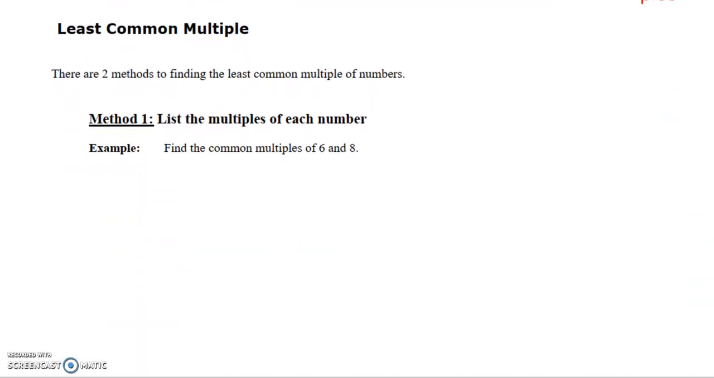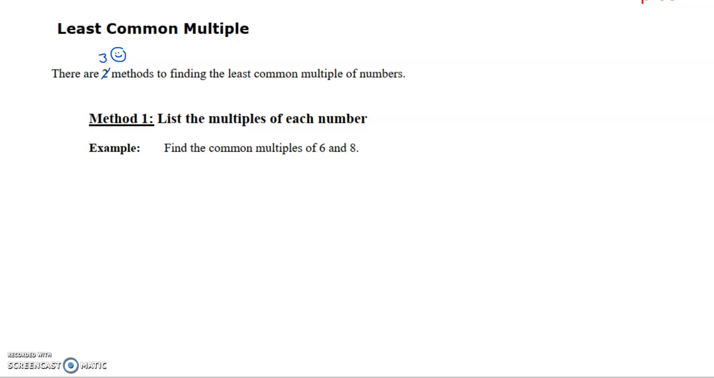Now, least common multiple is where you're trying to find the number that two or more numbers can hit, basically. So what we're doing here for method 1 is we're looking for common multiples of 6 and 8. And actually, there's not just 2 methods, there's 3 methods we're going to look at today. So we're going to be finding common multiples of 6 and 8, and method 1 is that listing method that I showed in the example above.